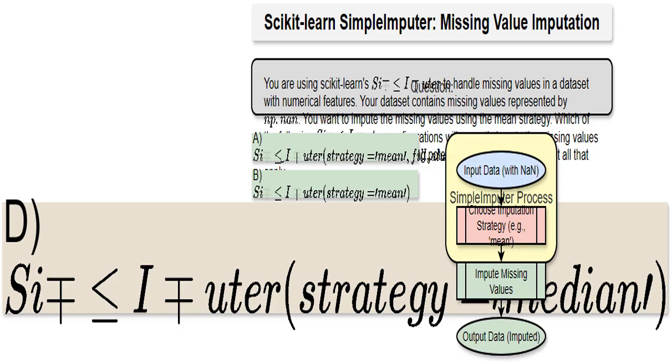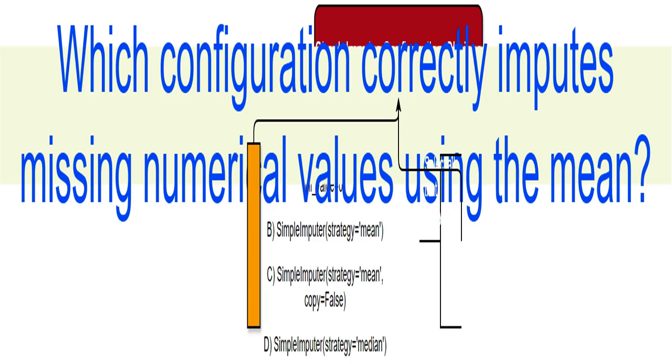Oops, here you've chosen the wrong strategy. You specified median, not mean. This will calculate and fill missing values with column medians, not the mean. So this answer is not correct for the problem stated. This question asks you to identify the correct scikit-learn SimpleImputer configurations for imputing missing numerical data using the mean. You need to understand how the strategy, fill_value and copy parameters work.